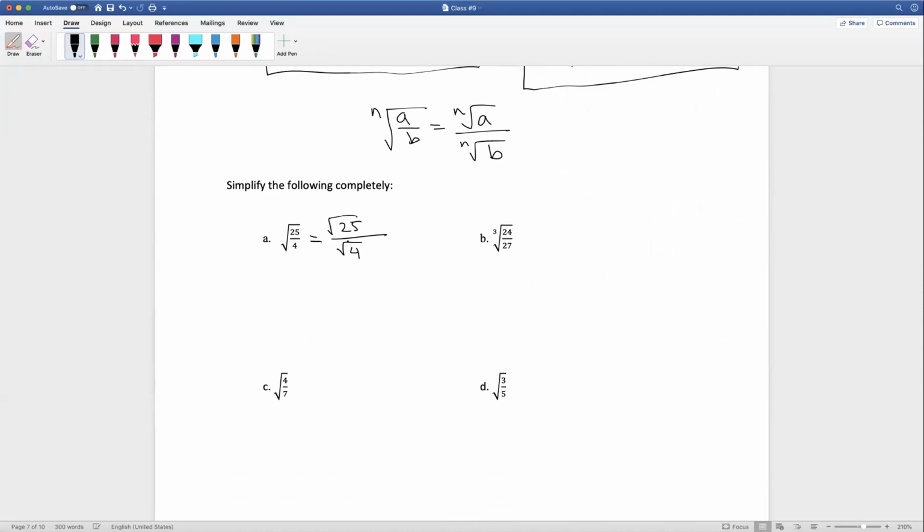Now, okay, so what we did is we broke it up, but now notice I have a radical in the denominator, and I also have perfect square factors in both. So what does that mean? Well, we have to try to simplify them further. Let's take a look in the denominator first.